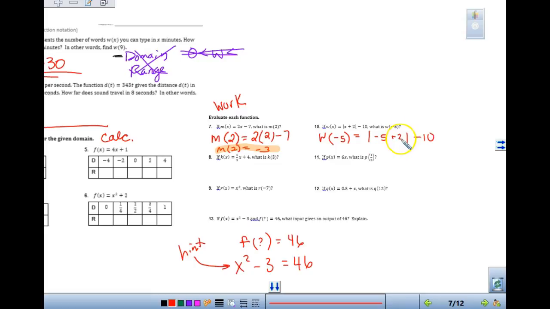Inside this absolute value, there's nothing to split. You're simplifying it. What is negative 5 plus 2, the absolute value? That is the absolute value of negative 3 minus 10. What's the absolute value of negative 3? The absolute value of negative 3 is 3 minus 10. So what is w of negative 5 equal to? It is equal to negative 7. Done. That's what the answers are looking at.